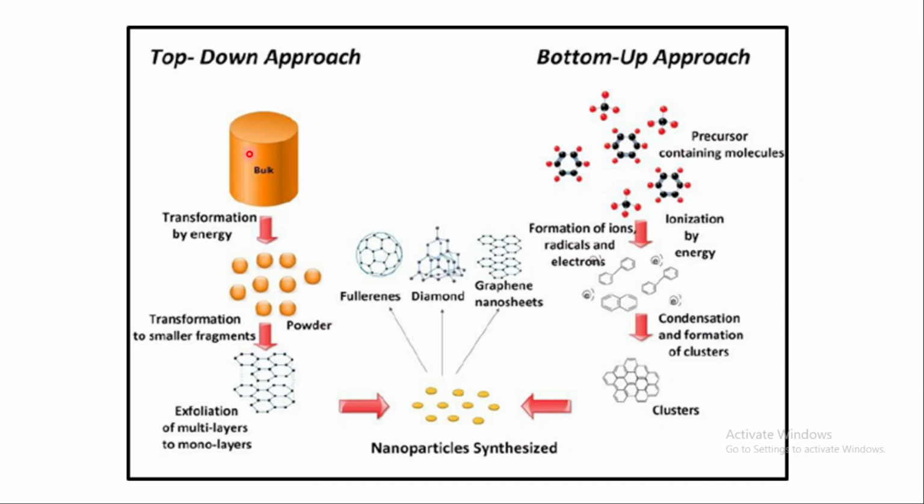While in top-down approach, we have a bulk material, we break it down into finer and finer and finer particles and move into the nanoscale. That's how top-down approach works. While in bottom-up approach, we have a precursor molecule and we provide it conditions for its self-assembly.